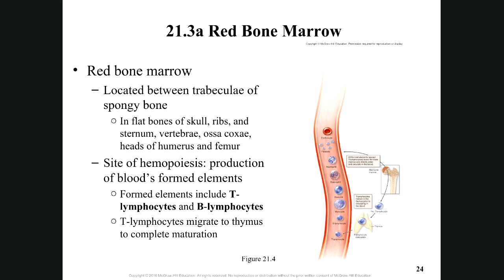The red bone marrow is located between the trabeculae of the spongy bone and in the flat bones of the skull, the ribs, sternum, and the vertebrae, ossa coxae, and head of the humerus and the femur. This is the site of hemopoiesis, as you know about the red bone marrow. The production of all types of blood cells takes place in the red bone marrow.